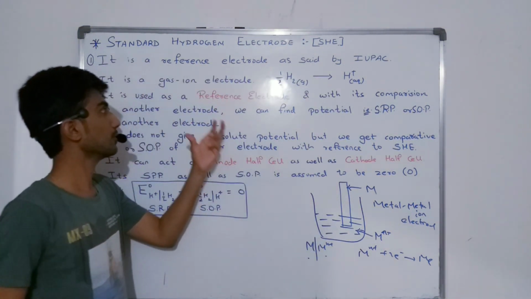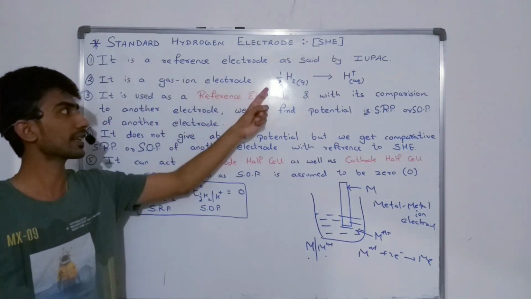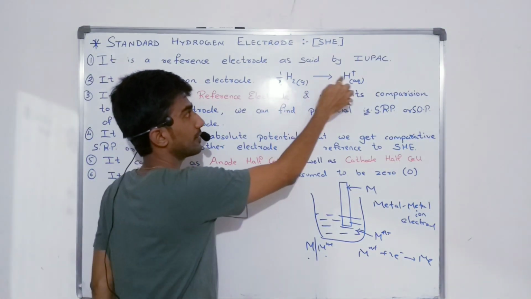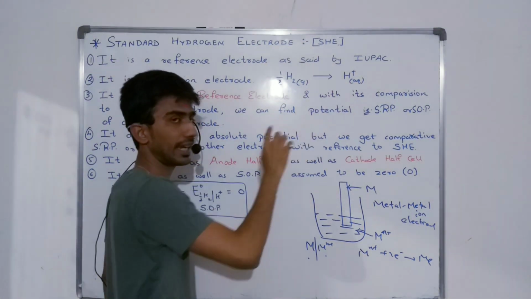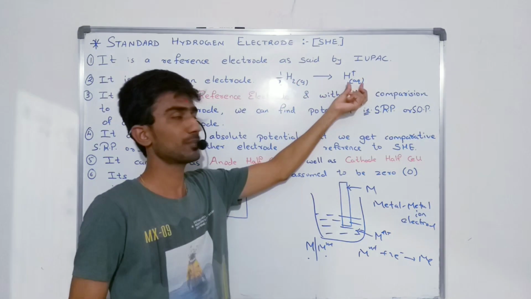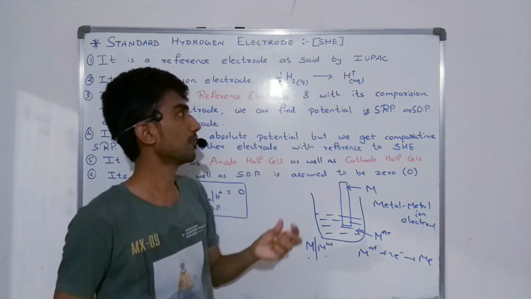In the same way, over here the standard hydrogen electrode is known as a gas ion electrode. That means over here a gas and the formation of ions is involved. That means from hydrogen gas, H plus ions are formed.